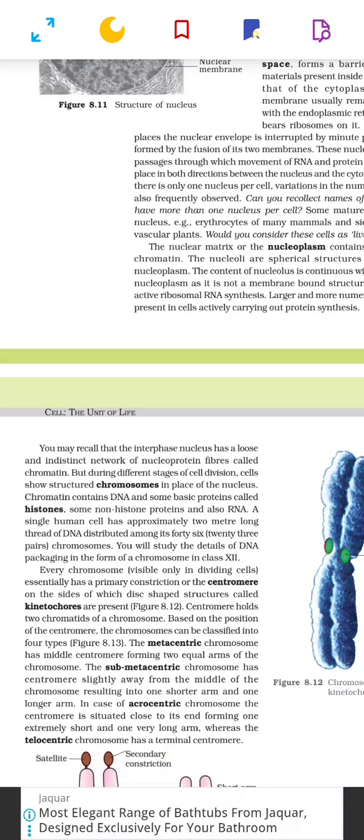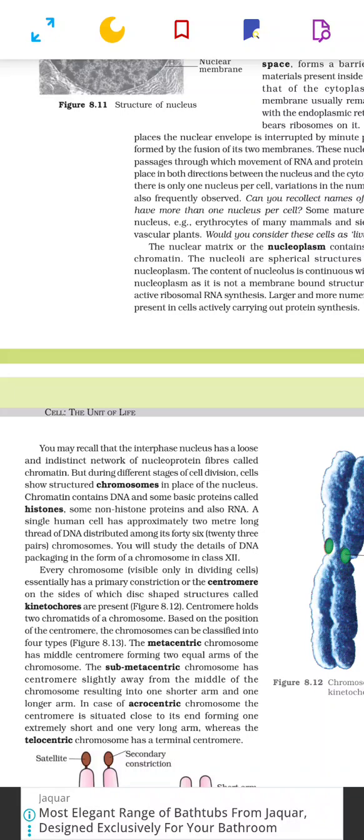A single human cell has approximately 2-meter long thread of DNA distributed among its 23 pairs of chromosomes. You will study the details of DNA packaging in the form of chromosome in class 12th. Every chromosome, visible only in dividing cells, essentially has a primary constriction or the centromere, on the sides of which disc-shaped structures called kinetochores are present. The centromere holds two chromatids of a chromosome.